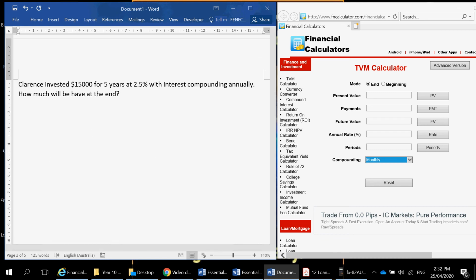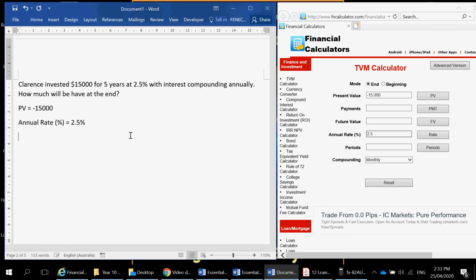Clarence invested $15,000 for 5 years at 2.5% with interest compounding annually. How much does he have at the end? So present value, the PV there in the machine, is the amount invested as a negative, so I'm going to make that negative 15,000. Next up, we have an annual interest rate, and it's 2.5%. So I can just put that in as 2.5.